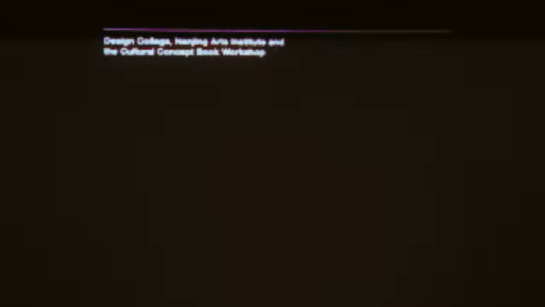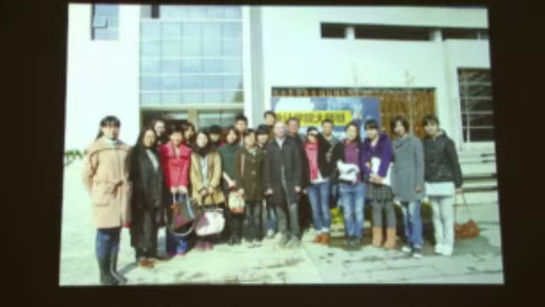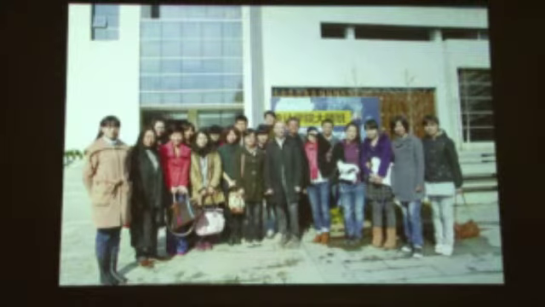In November of 2010, the Design College at Nanjing Arts Institute invited me to give a workshop. The objective of the workshop was to compare and contrast the western and eastern cities of Boston and Nanjing, by taking a closer look at the personality of these two cities and developing a cultural concept book.